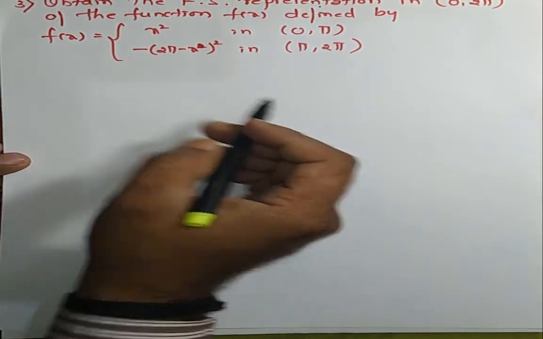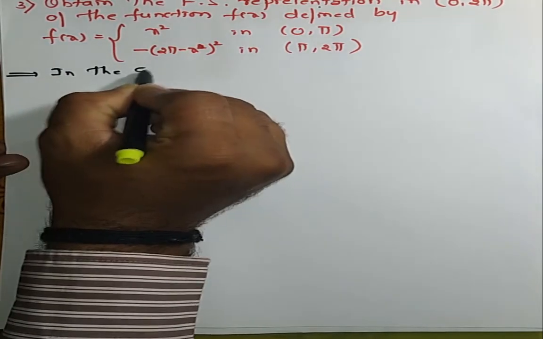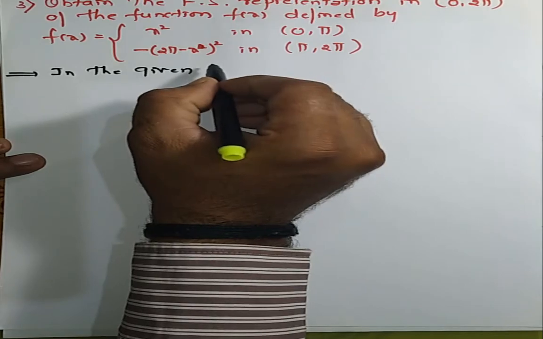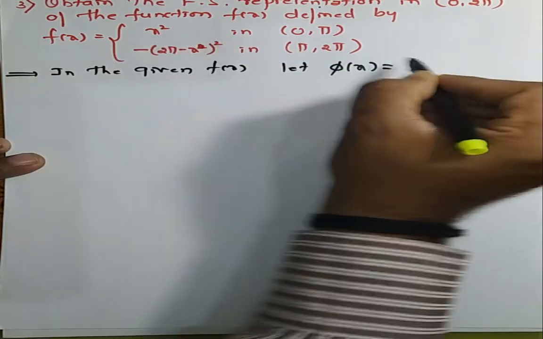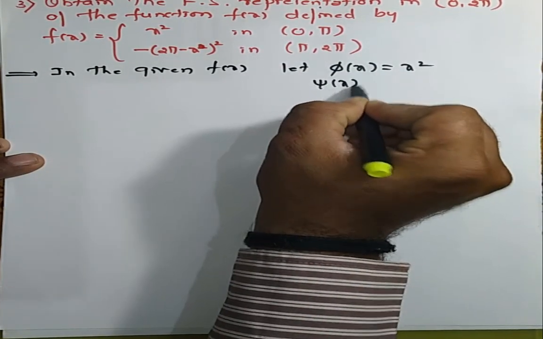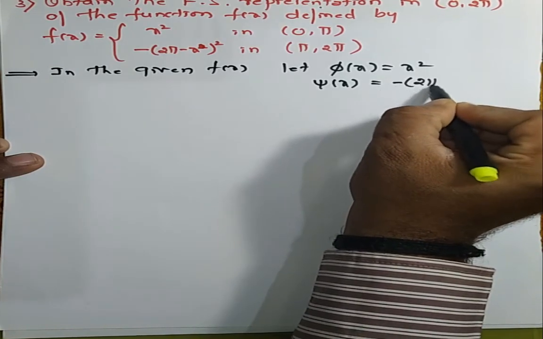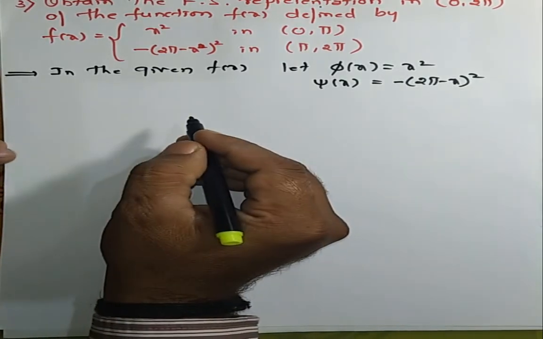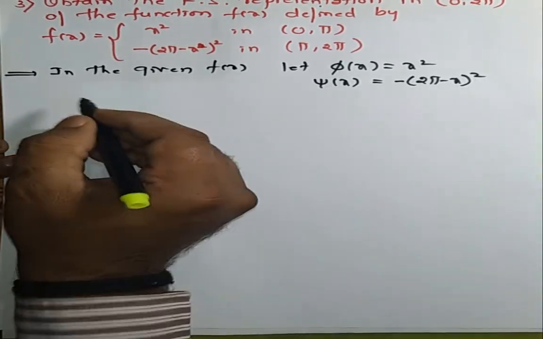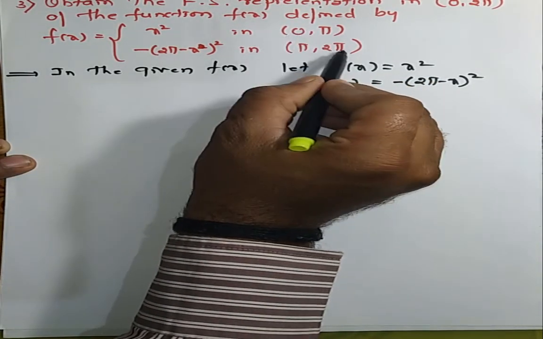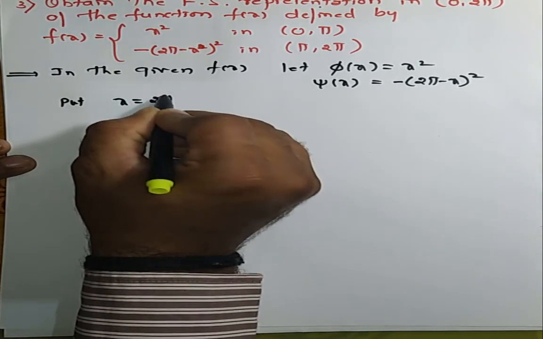So how to start this type of example: in the given example, let us start with phi of x equal to the first function x square, and psi of x we will define as minus of 2 pi minus x the whole square. We have to take the first function phi of x, and the second function psi of x. If it is a given example of 0 to 2 pi, as I told you, put x equal to 2 pi minus x.